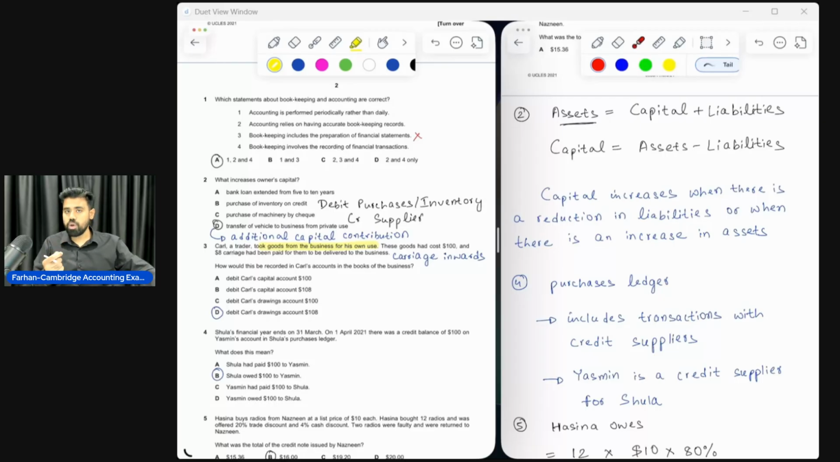Whenever there are any drawings made by the owner, it refers to a reduction in owner's capital or owner's equity. Owner's capital or owner's equity, when it increases, we credit them. But now that there is some kind of inventory drawings, which refers to a reduction in owner's capital, we have to debit it. So we would be debiting the drawings account by $108, which is the total of the cost price and the carriage inwards for the specific inventory that the owner has withdrawn, okay? Therefore, the correct answer to select for number 3 would be to debit Carl's drawings account by $108.